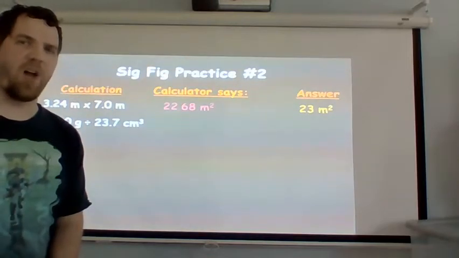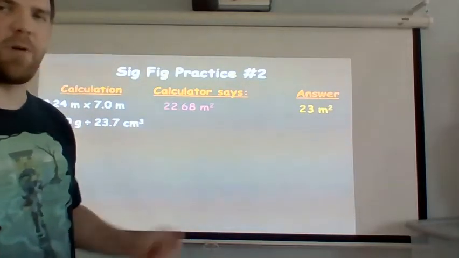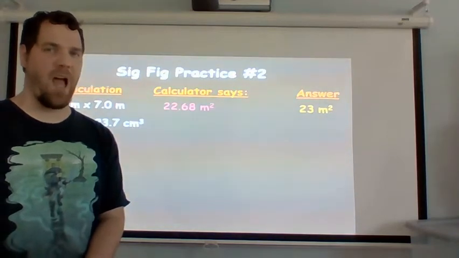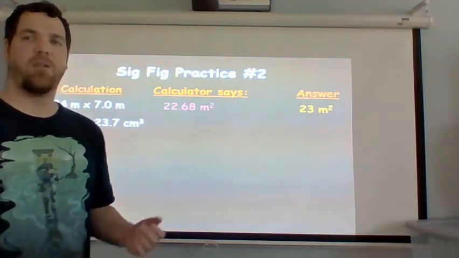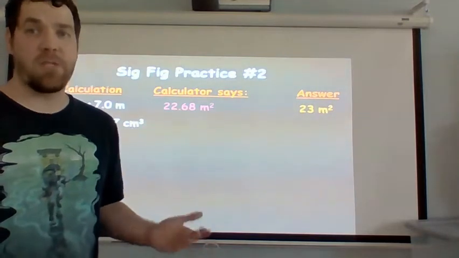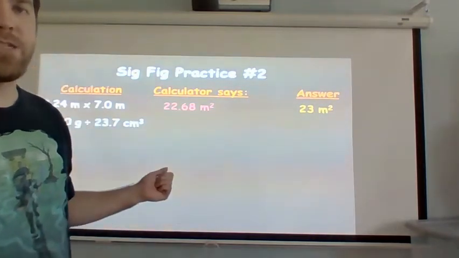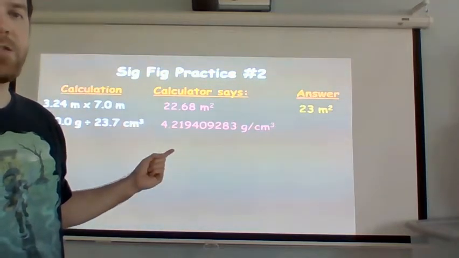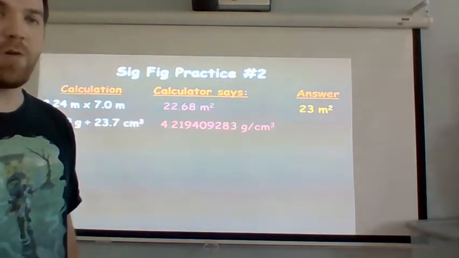If we try to divide 100.0 by 23.7, and at some point in this class you probably will ask me how many digits to round to, but the answer is that we follow sig figs. So the rule here says that we can only have 3 sig figs in our answer. So we round this to 4.22.